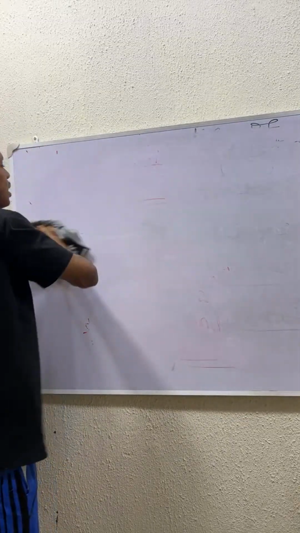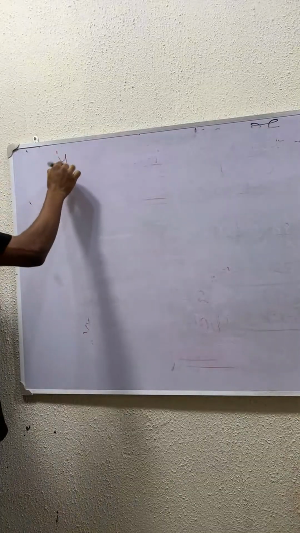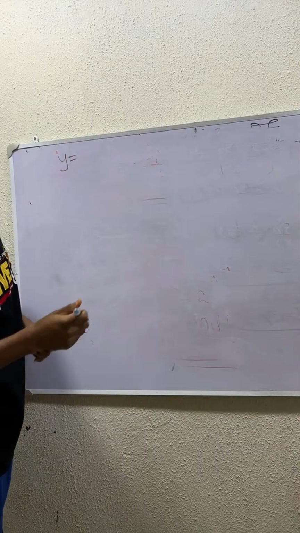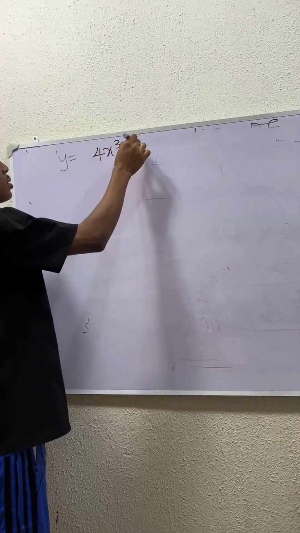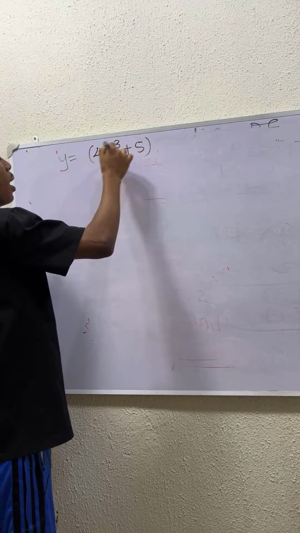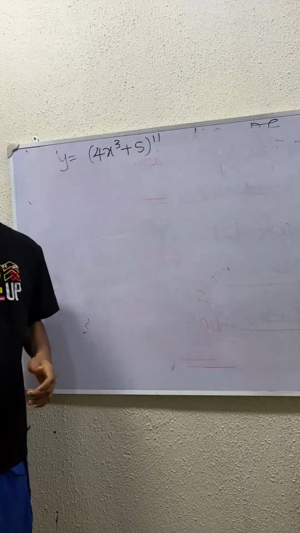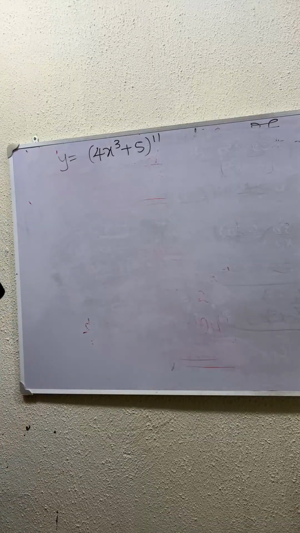So let's look at the next function. Let's say we are given y equal to 4x power 3 plus 5, all raised to power 11. Let's differentiate this with respect to x.